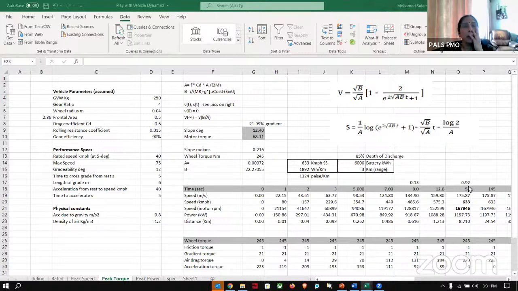Is speed directly proportional to torque in all conditions? This is from Karthikeyan, asking Sulaiman. Yes.